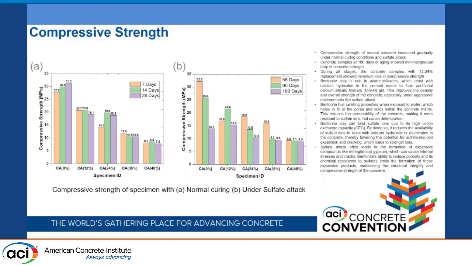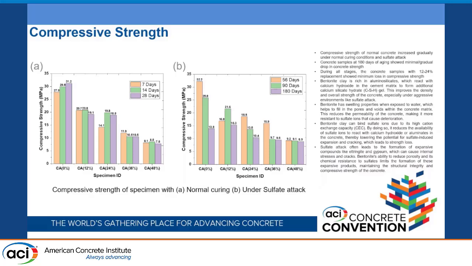The second important property of the bentonite clay is the swelling property. Once it gets in contact with water, the bentonite clay swells, and due to the swelling, it blocks the passage of external hazardous fluids into the concrete, which can be a reason to retain the overall compressive strength of the concrete.